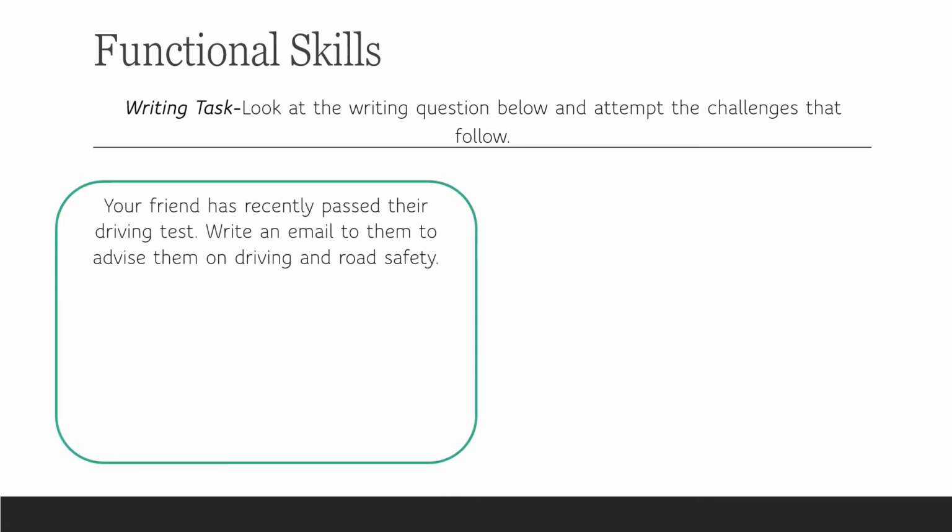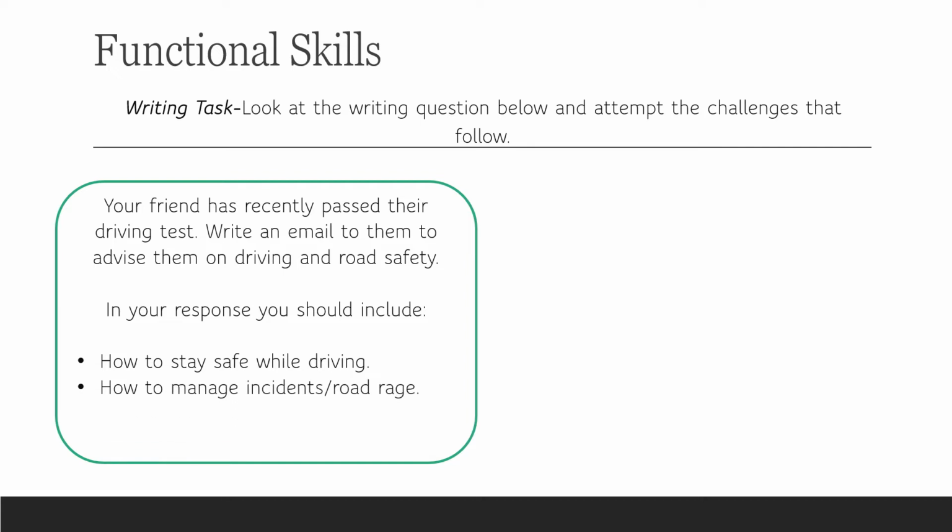Your friend has recently passed their driving test. Write an email to them to advise them on driving and road safety. In your response, you should include how to stay safe while driving, how to manage incidents and road rage, and any other advice you may think is important.